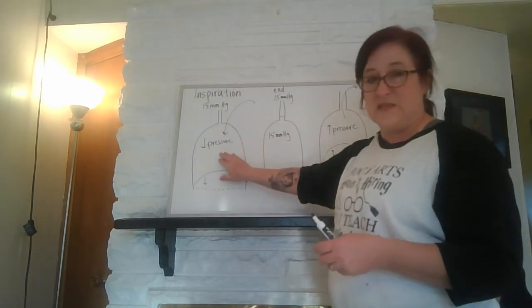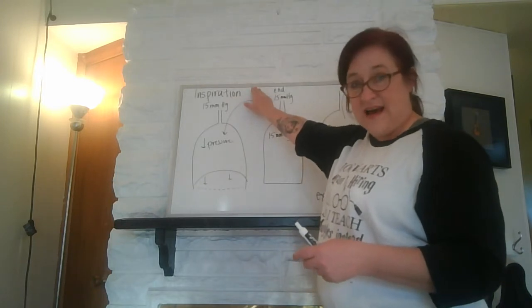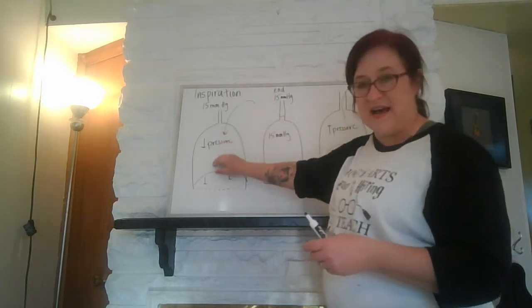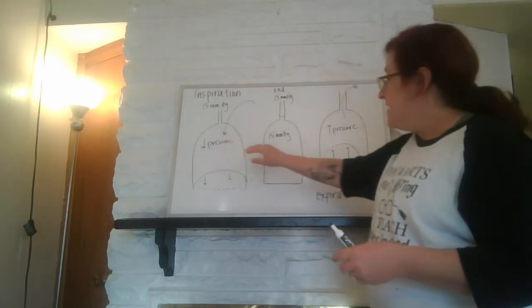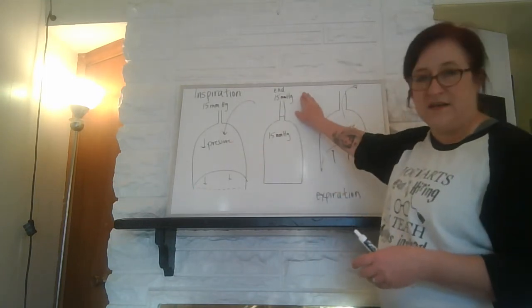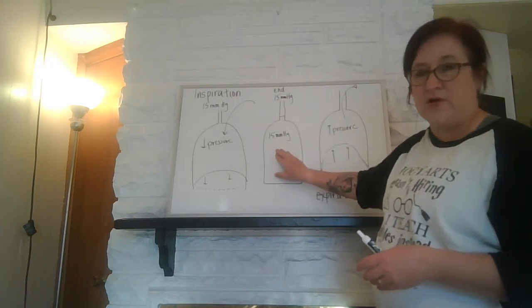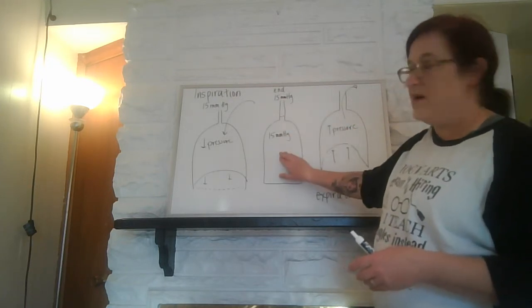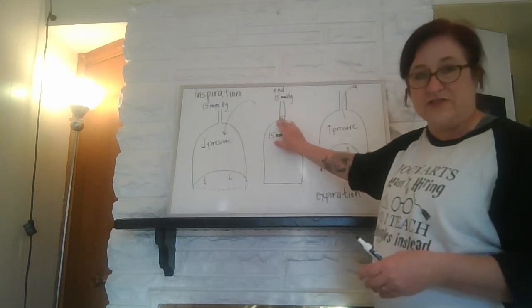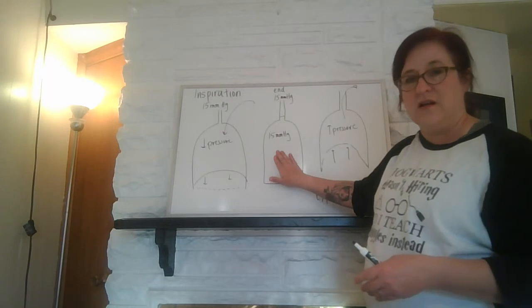Then there's less pressure in this compartment than there is outside, and air will move down its concentration gradient until again they equal each other. Here's 15 millimeters of mercury and 15 millimeters of mercury. They're equal to each other. The epiglottis is closed. There's no air movement. That's between inspiration and expiration.